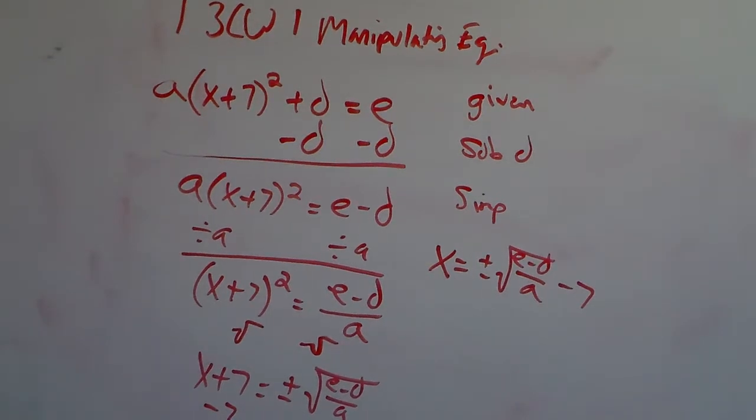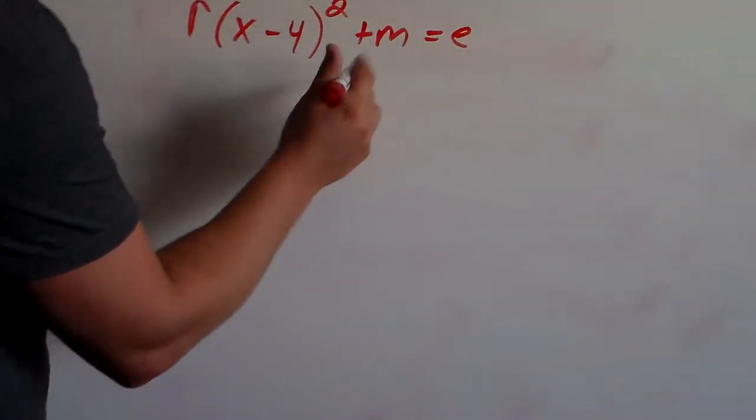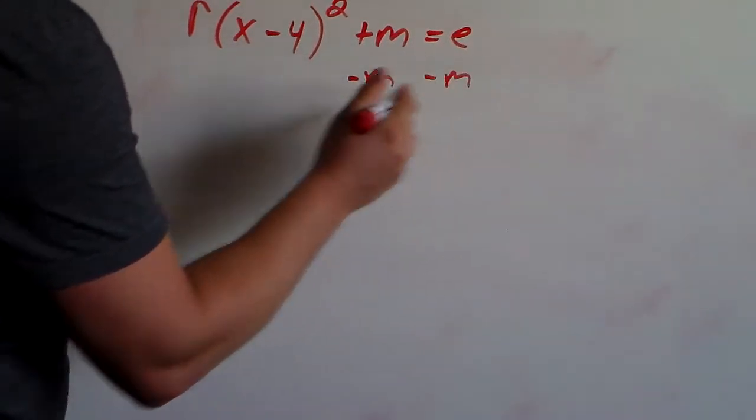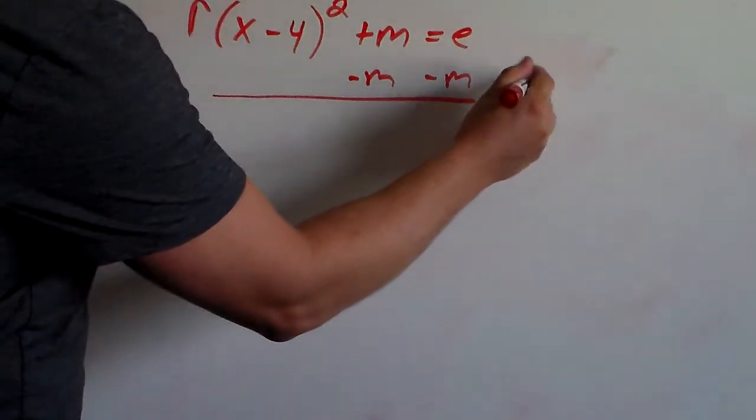Next up, problem number 2. Alright, here's problem number 2 here. It says r times (x minus 4) squared plus m equals e. And we're going to show all our steps to get x all by itself. That's our goal. We're trying to prove that x equals plus minus the square root of (e minus m) over r, plus 4. So we're going to do it step by step here. Our goal is to get x all by itself using our inverse operations. So we move the m to the other side by subtracting m to both sides of the equation.